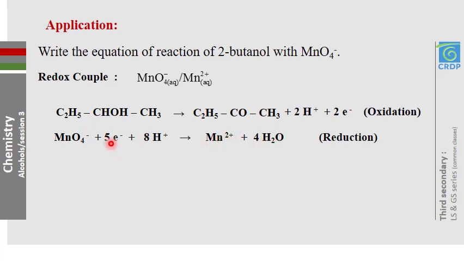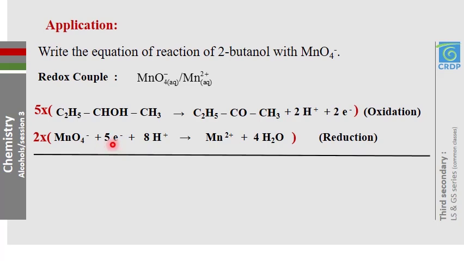But now you are going to add these two half equations. Are you going to add them directly, or will you do a step before? Of course, you will multiply this equation by 2 and that by 5, so that the total number of electrons lost by this reaction, which is equal to 10, will be equal to the total number of electrons gained by this half reaction, which is also 10.